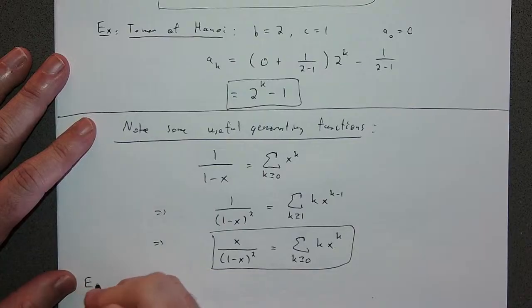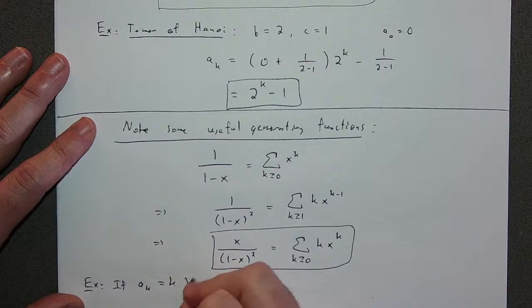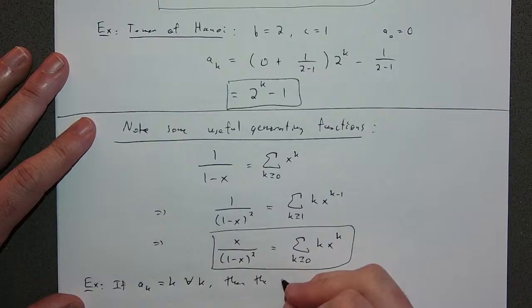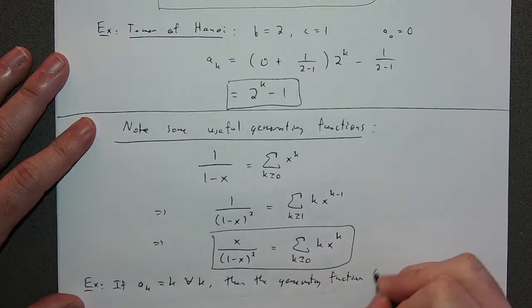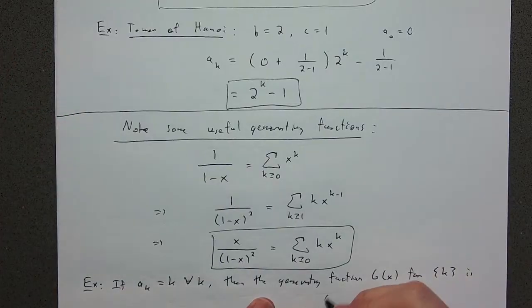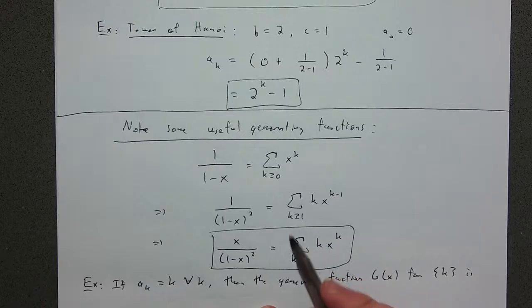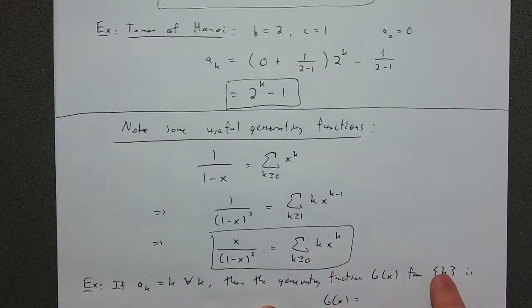So quick example, if a sub k is equal to k for all k, then the generating function g of x for the sequence k is exactly, right? What is this on the right-hand side? This is just the generating function for the sequence a sub k equals k. So this is x over 1 minus x squared.